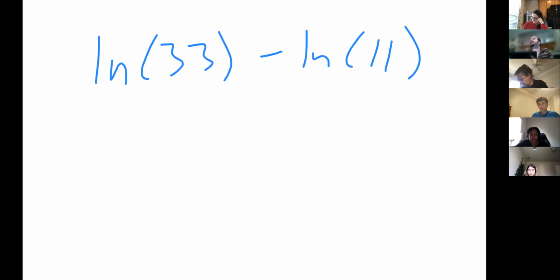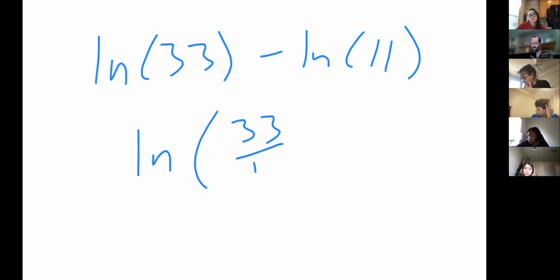How do I combine something like this? Divide. As a fraction, the 33 and 11 as a fraction, right? So I'm doing ln of what? 33 over 11. And if I want to simplify that, that's ln of 3.